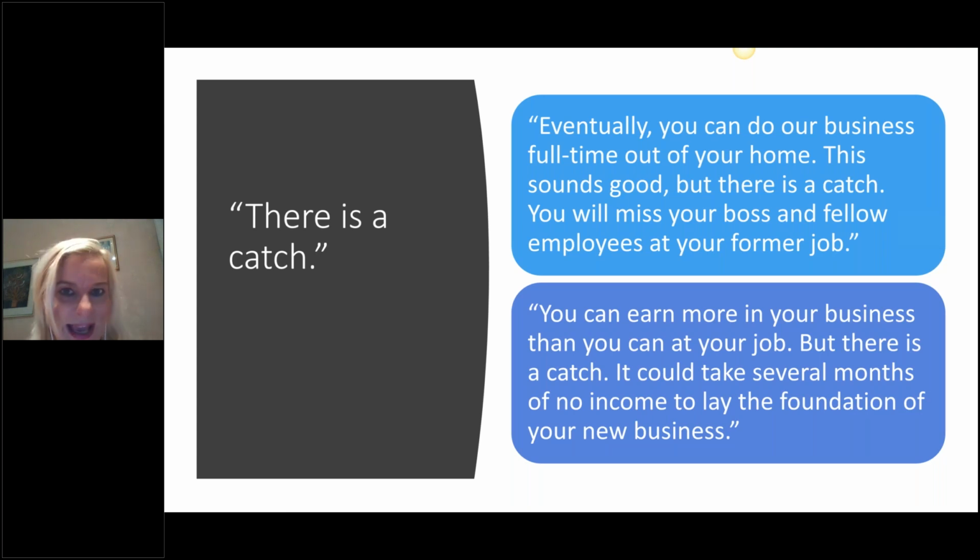Well, here is the catch. Eventually, you can do our business full-time out of your home. This sounds good, but there's a catch. You will miss your boss and fellow employees at your former job. No, not really. That was the catch. Or you can earn more money in your business than you can at your current job. But there's a catch. It could take several months of no income to lay the foundation of your new business.